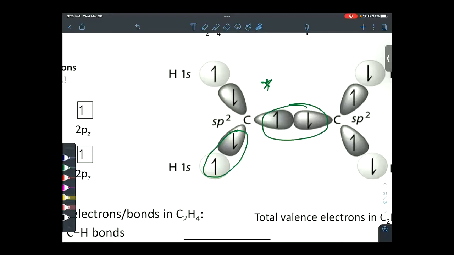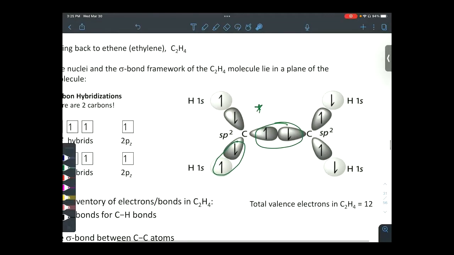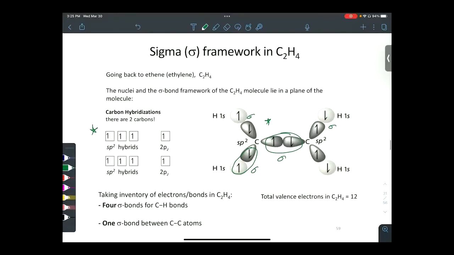All right, and we basically see the same thing for all of them. This is a sigma interaction, carbon-carbon. This is a sigma interaction. This is a sigma interaction. That's a sigma interaction. That's a sigma interaction. So what we've learned here is that if something's hybridized, those orbitals will always make sigma bonds.